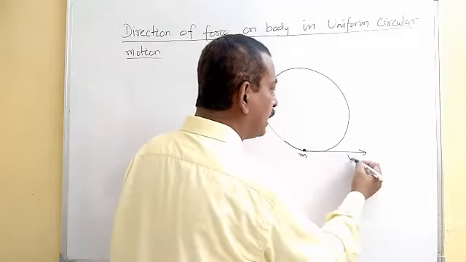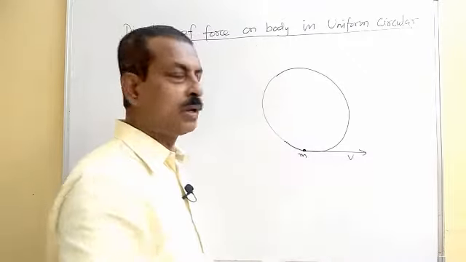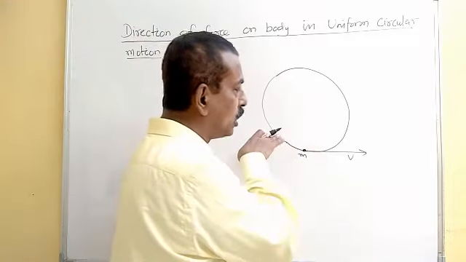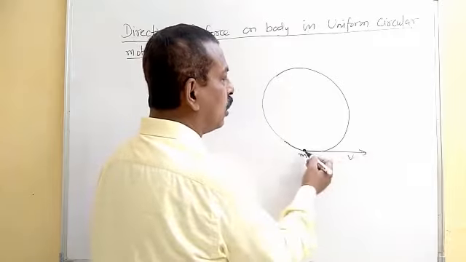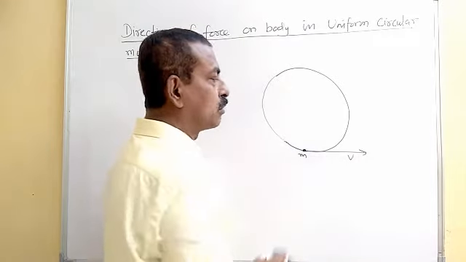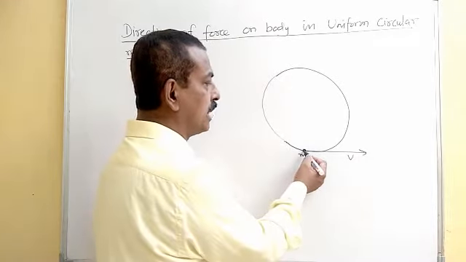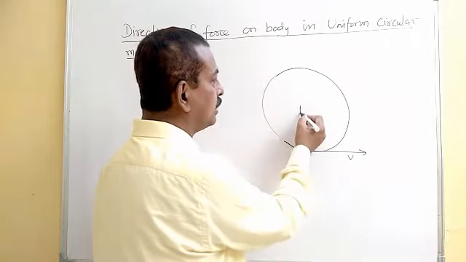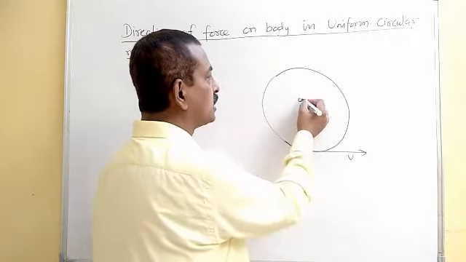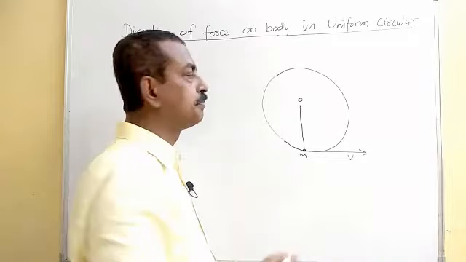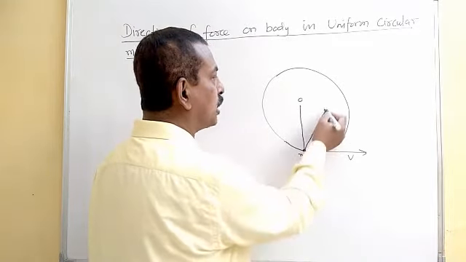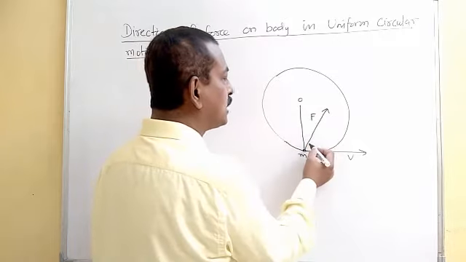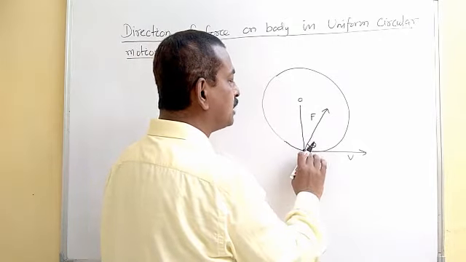So at any particular instant, when it is at this particular point, the velocity will act tangentially. So this is the direction of its velocity at that particular instant when it is at this point. Here, suppose this is the center of the circular path. We assume that there is a force F acting on the body, and this force is at an angle theta with the tangential direction.